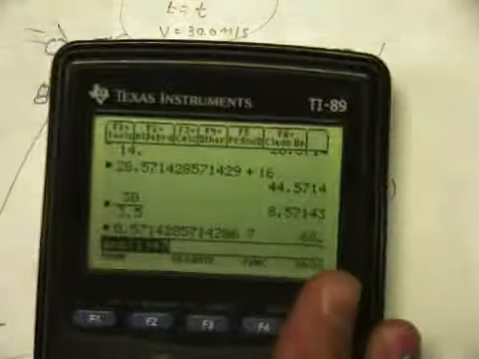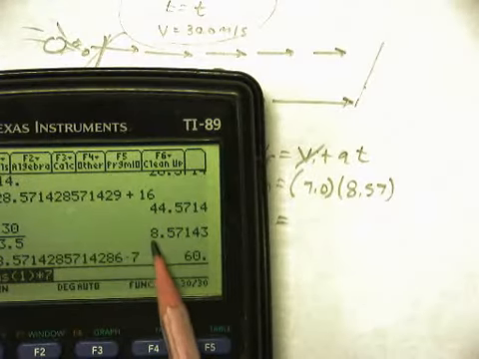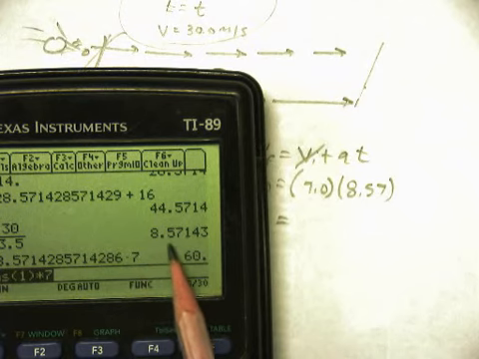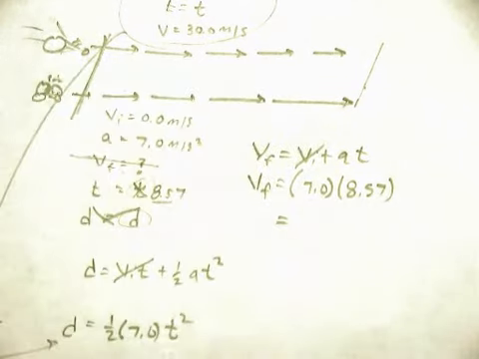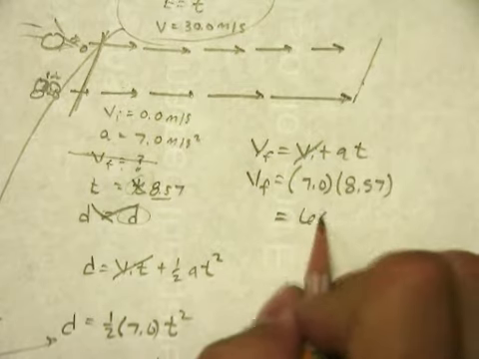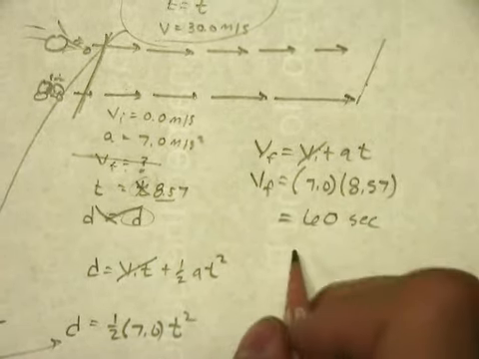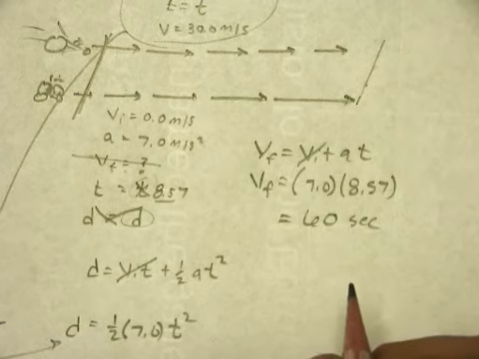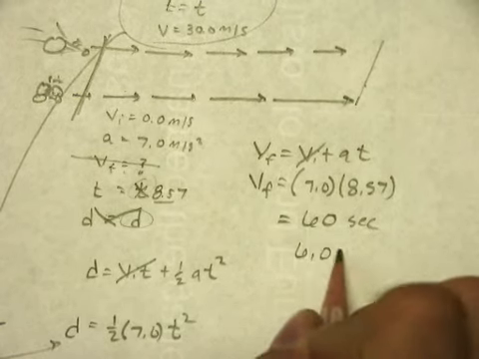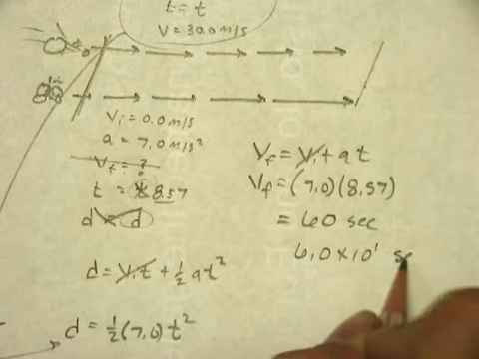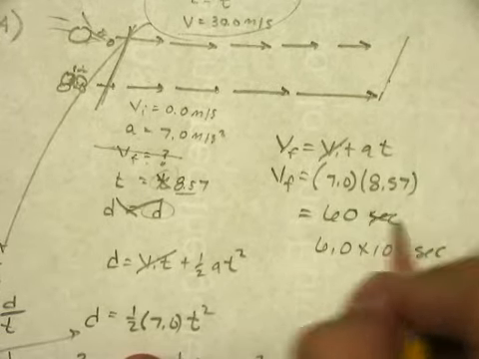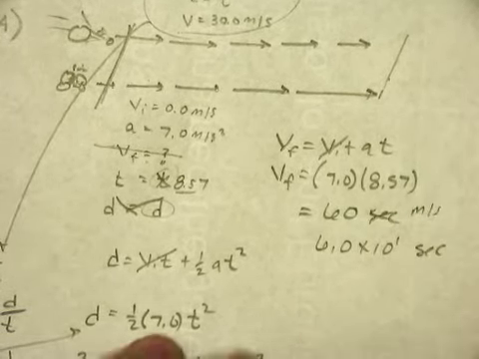I didn't use 8.57. I used the whole thing in my calculator, 8.57143. So the answer is 60. But you got to do it with 2 significant figures, because everything it gave you is with 2 significant figures. So you got to write 6.0 times 10 to the 1. Oh, no, that's velocity, so that should be meters per second.